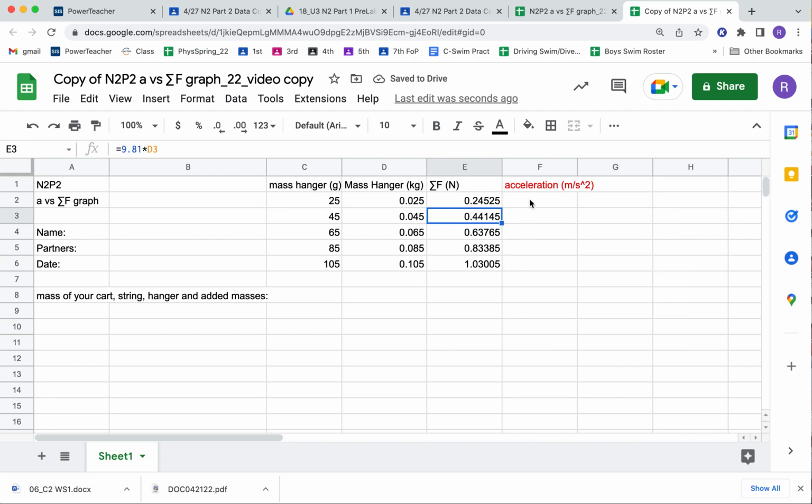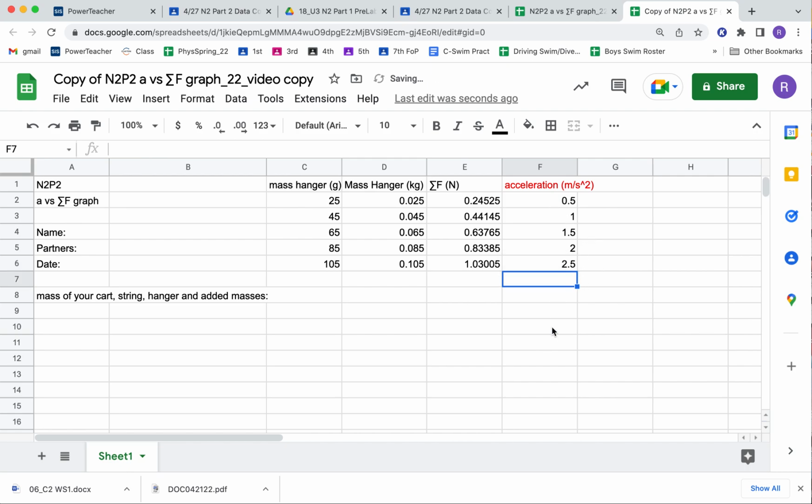You'll need to watch the video to find the corresponding accelerations. The accelerations I'm about to type in here are false. They're not correct accelerations, so you should not use them. But I'll just put in here a half, 1.5 meters per second squared, 2.5 meters per second squared, and so forth.